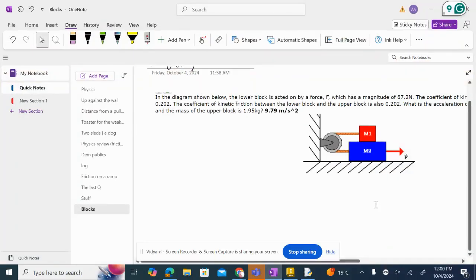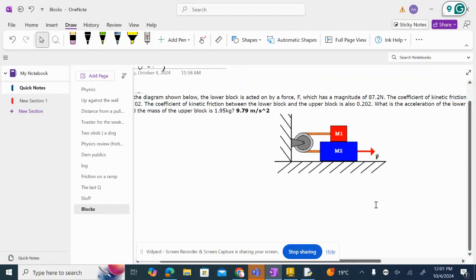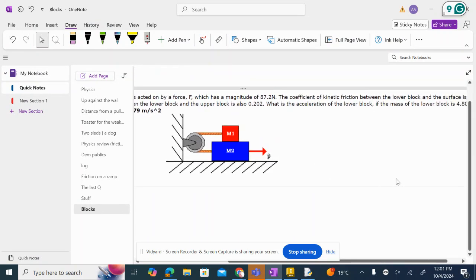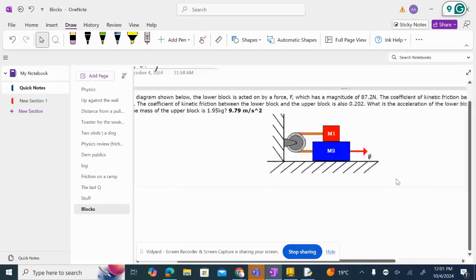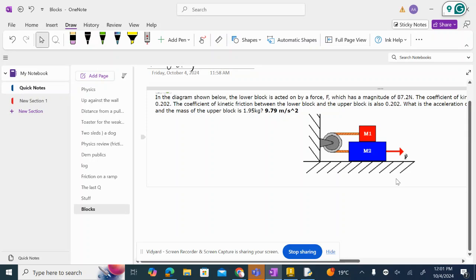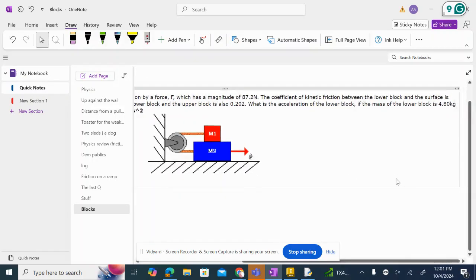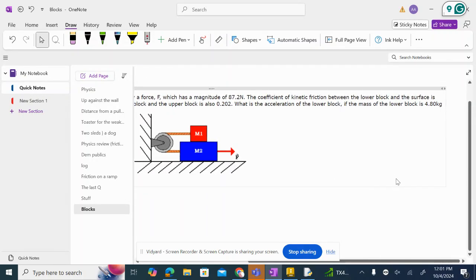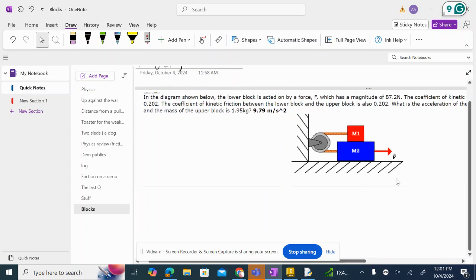We have, in the diagram shown below, the lower block acted on by a force F, which has a magnitude of 87.2 newtons. The coefficient of kinetic friction between the lower block and the surface is 0.202. The coefficient of kinetic friction between the lower block and the upper block is also 0.202. What is the acceleration of the lower block if the mass of the lower block is 4.8 kilograms and the mass of the upper block is 1.95 kilograms?